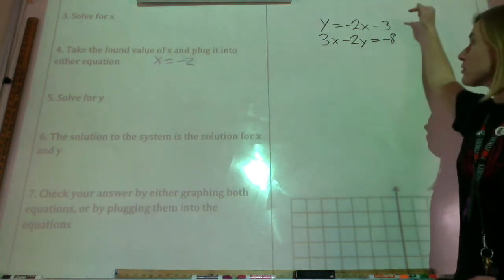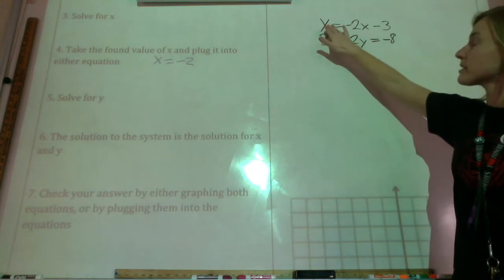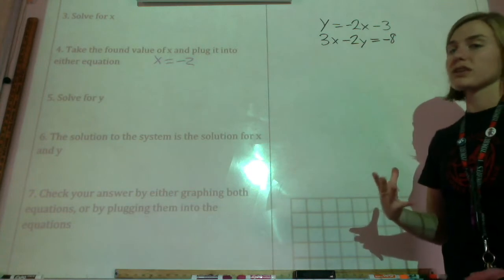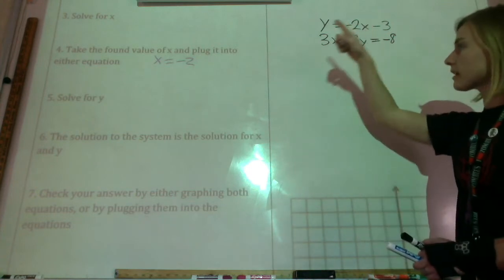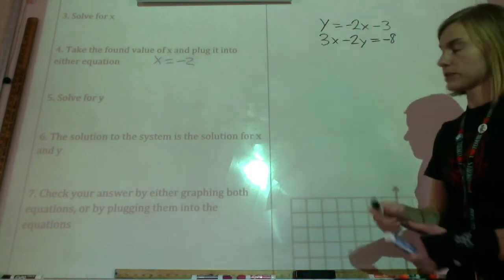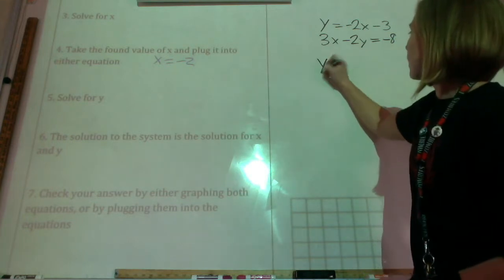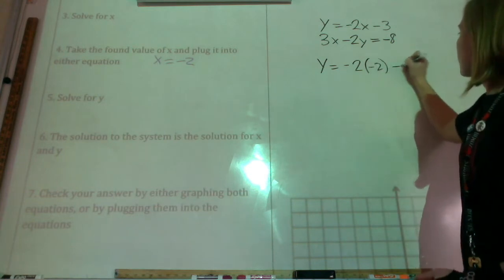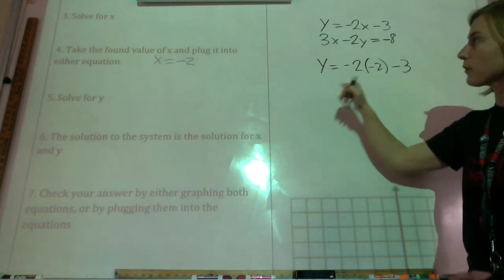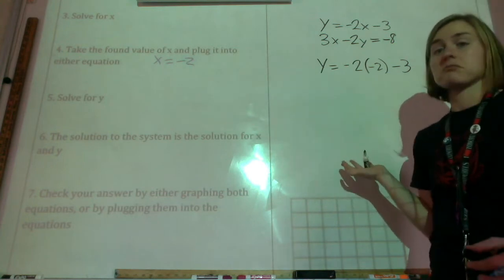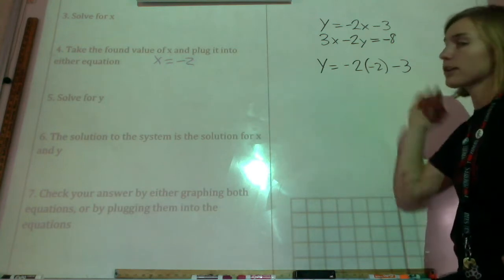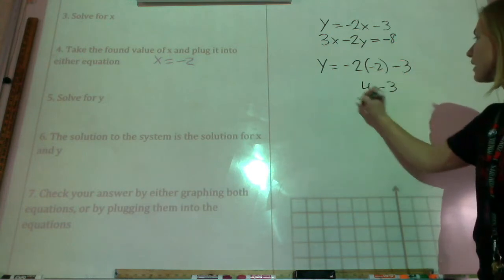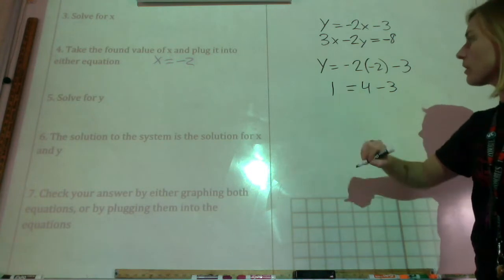I personally think I would choose the first one because we already have y by itself, so that'll make solving it easier later on. But if we plug it into the second one, we'll still get the same answer for y. So let's take negative 2 for x and plug it into our first equation. So that was y equals negative 2 times negative 2, minus 3. So we did step 4, we plugged that in, and step 5 is just solve for y, because once again we have one unknown, so we can solve. Negative 2 times negative 2 is 4, minus 3, so y is just 1.